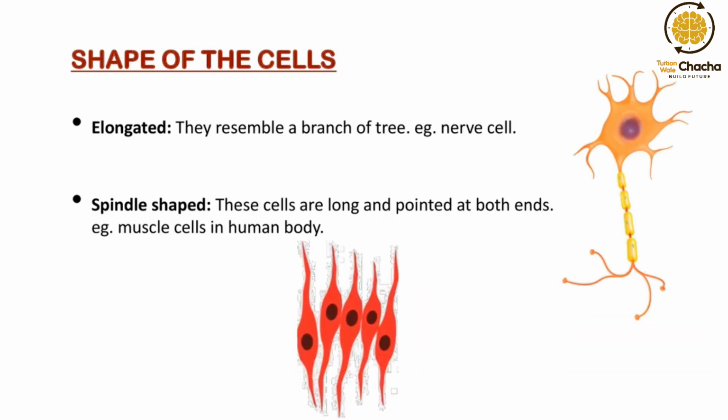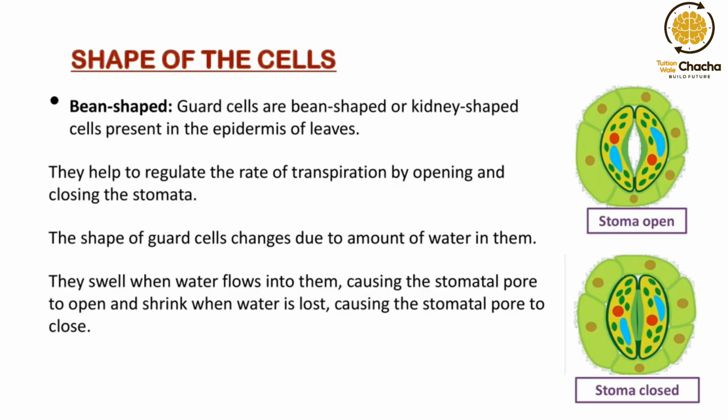Shape of the cells. 1. Spindle-shaped. These cells are long and pointed at both ends. Example, muscle cells in the human body. 2. Elongated. They resemble a branch of a tree. Example, nerve cell.